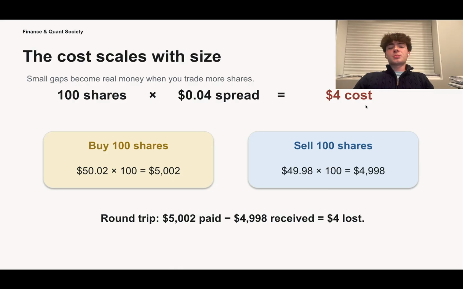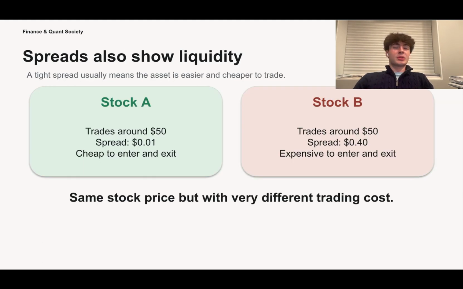This is why active traders pay extremely close attention to spreads, especially in stocks that do not trade often, meaning that the bid and the ask, the spread, will be larger. The spread also gives us a hint about liquidity. Liquidity means how easily you can buy or sell something without causing a large change in its price. A heavily traded stock usually has many buyers and sellers competing with one another. That competition tends to push the bid and ask closer together. So a narrower spread usually means the asset is liquid and relatively cheap to trade. A wide spread often means there are fewer buyers and sellers. That can make an asset harder and more expensive to trade.